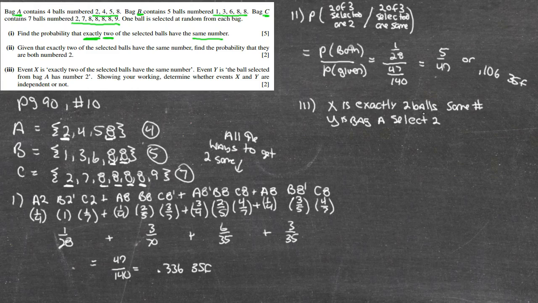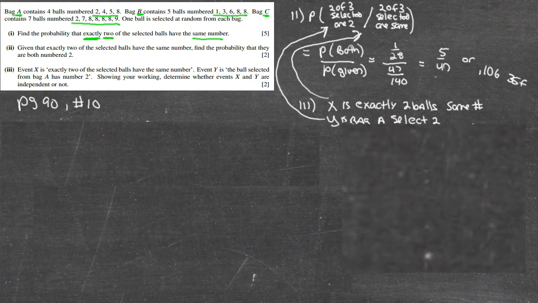Now, this thing at the bottom of the question, you'll notice it says, show your working, determine that the events X and Y are independent or not. So, independent events, let's take a minute and talk about what independent events are. We've dealt with it a little bit, but not a ton. So let's see what we can jog your memory about independent events. Independent events do not affect each other.